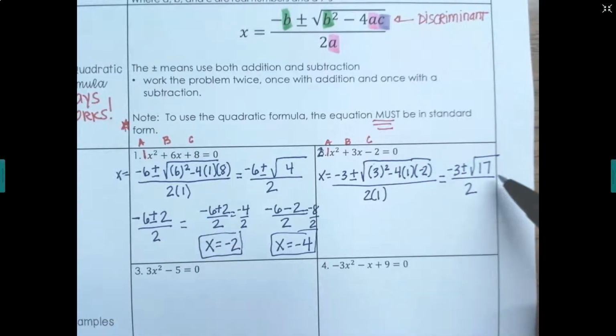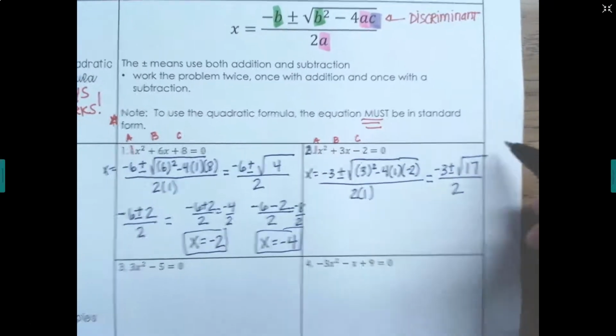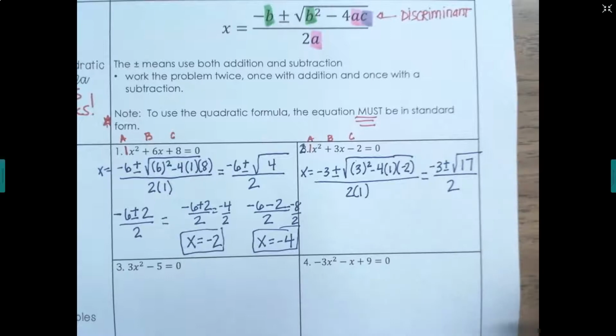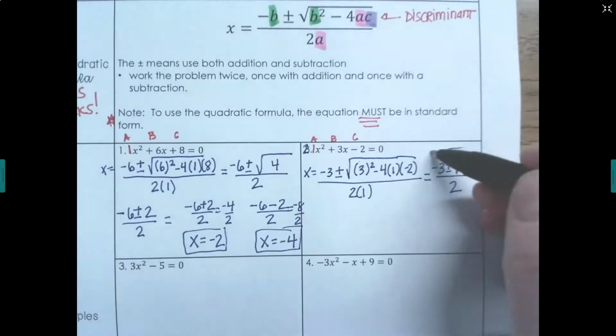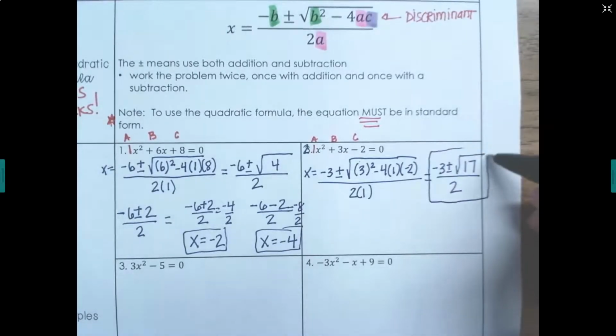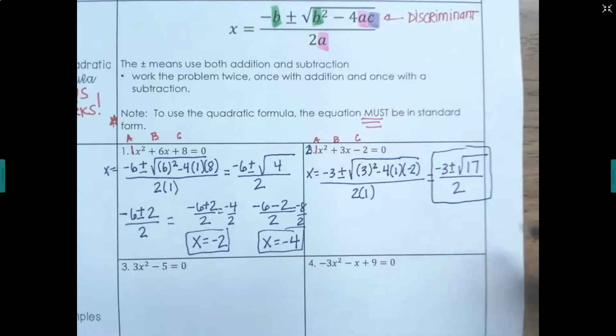Now, can we simplify the square root of 17? We can't. 17 is a prime number, 17 times 1. This will not break down any further, so we are actually finished. You can write it just like this, and you might be thinking to yourself, but there should be 2 answers. There really are 2 answers here.